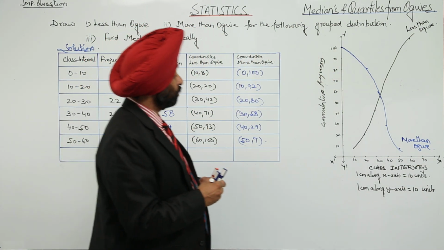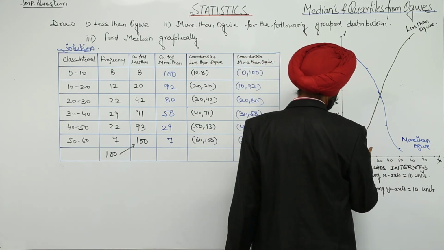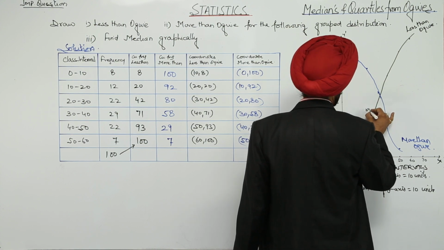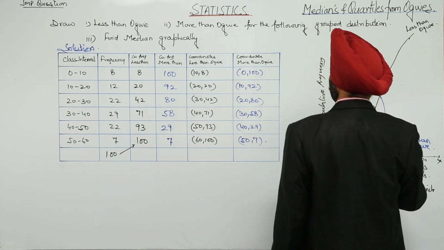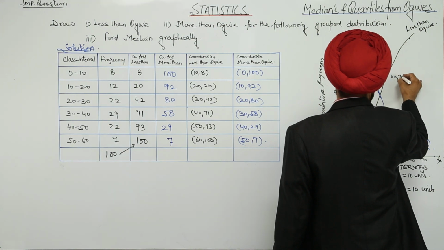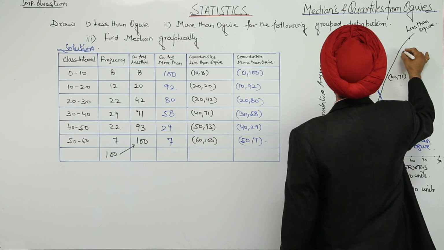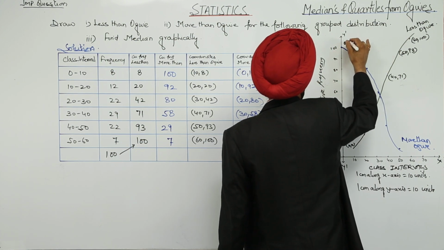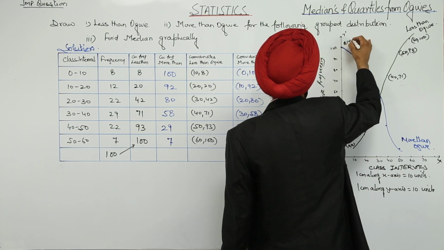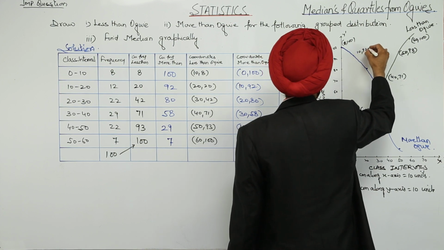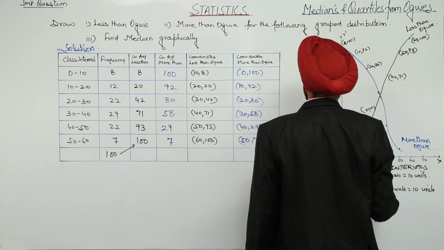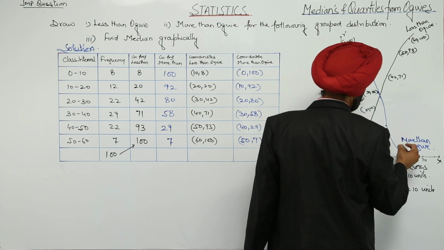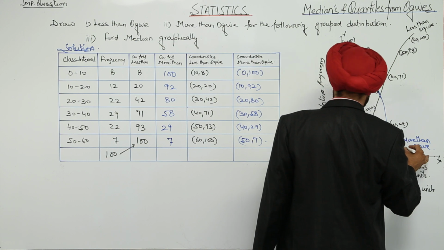The next step is to write the coordinates. For less than, it is 10 with 8, 20 with 20, 30 with 42, then 40 with 71, 50 with 93, and 60 with 100. Similarly, for more than, 0 with 100, 10 with 92, 20 with 80, 30 with 58, 40 with 29, and 50 with 7.